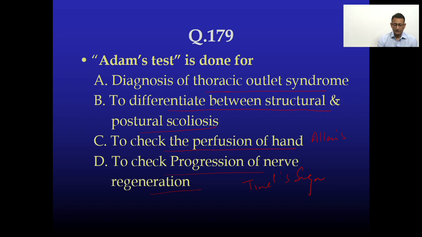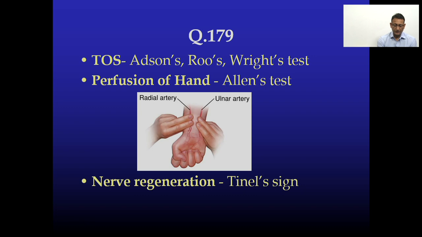And for diagnosis of thoracic outlet syndrome, there are various tests. Let's have a look at the names of the test. To diagnose thoracic outlet syndrome, we have Edson's test, Roos test and Wright's test. To check the perfusion of the hand, we have Allen's test. What we do here, we compress both the arteries, ulnar and radial artery, and release one by one to see which artery is functioning, which is giving better perfusion to the hand. And regeneration of the nerve is usually checked by Tinel's sign.